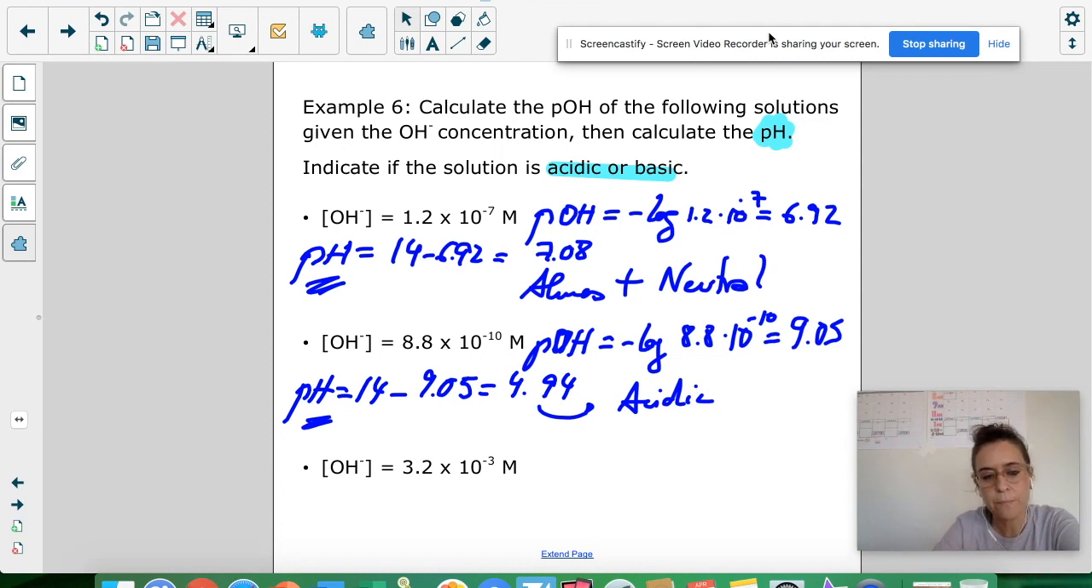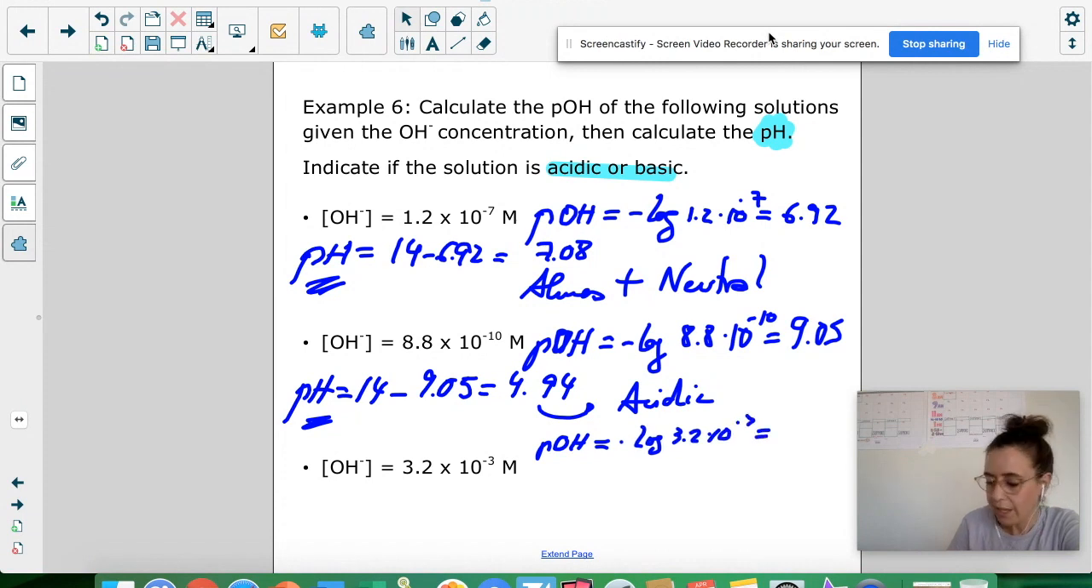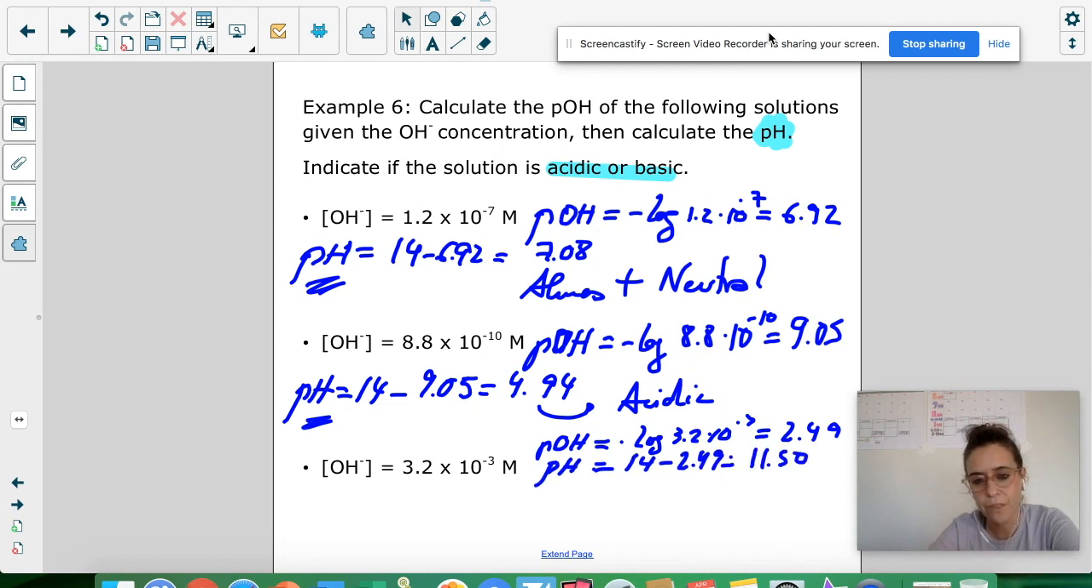And finally, the pOH of the last solution here, it's going to be negative log of 3.2 times 10 to the negative 3rd. And that's giving us 2.49. So the pH is going to be 14 minus 2.49 equals 11.50. That is the pH of the solution, and that means that this solution is going to be basic.